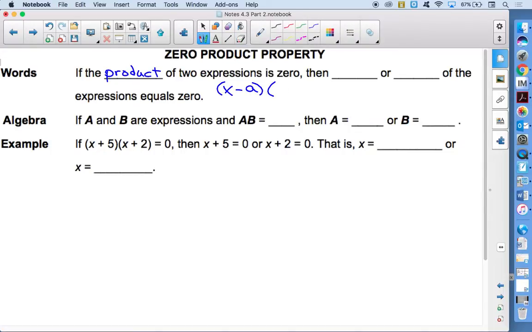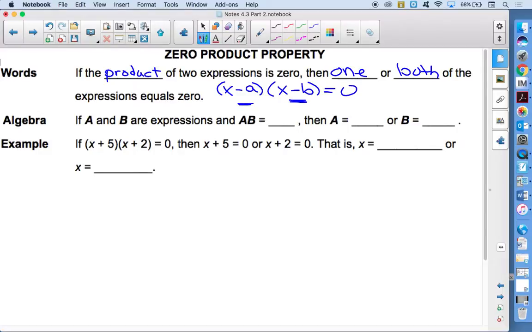And I have an expression of x minus b. If that is equal to 0, then one or both of the expressions must equal 0. Because when you're multiplying, the only way to get 0 by multiplication is to have 5 times 0, or 8 times 0, or negative 10 times 0, or 0 times 0. But when you're multiplying, one of these expressions must be 0 in order to get it to equal 0.